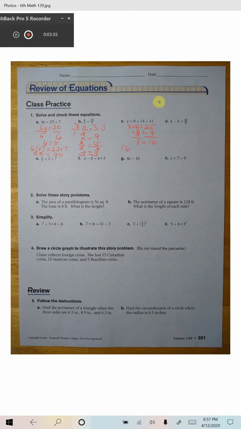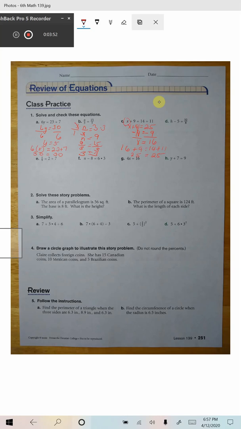So let's put that 16 in to replace this x up here. 16 plus 9 equals 14 plus 11. 16 plus 9 is 25. 14 plus 11 is 25.